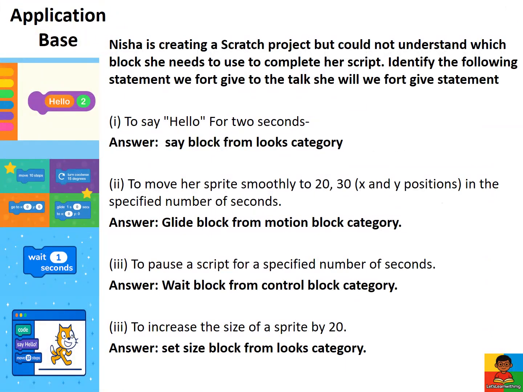Nisha is creating a Scratch project. Which blocks does she need to use? To say hello for 2 seconds, use the Say block from the Looks category. To move her sprite smoothly to 20, 30, X and Y positions, use the Glide block from the Motion block category. To pause a script for a specified number of seconds, use the Wait block from the Control block category. To increase the size of a sprite by 20, use the Set Size block from the Looks category.